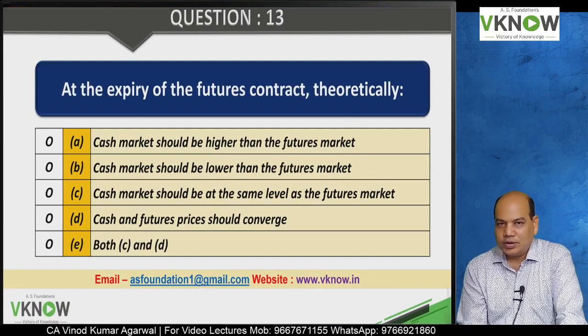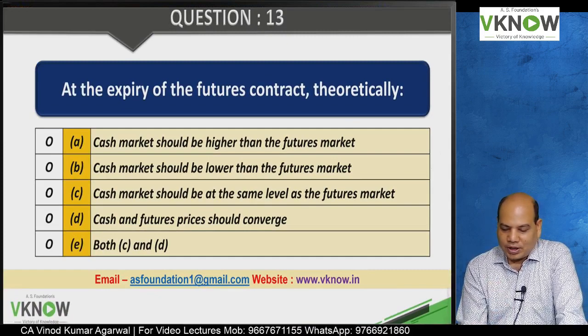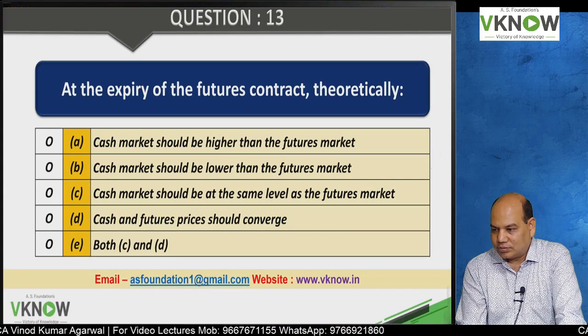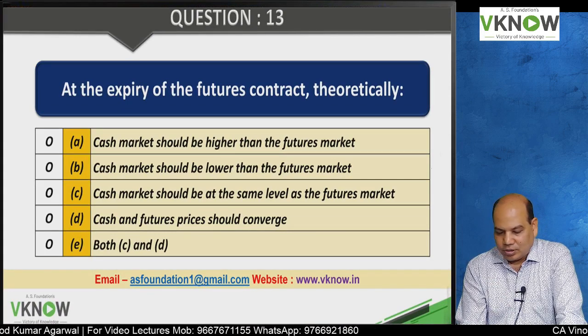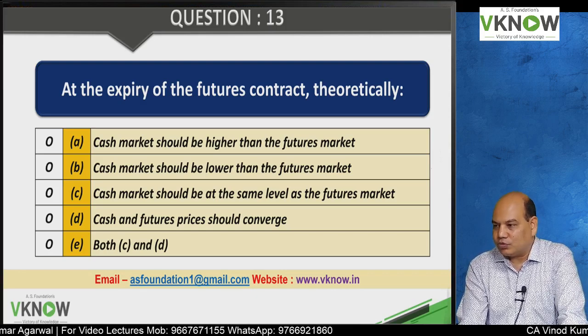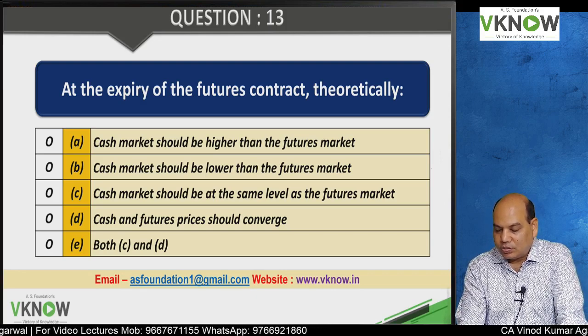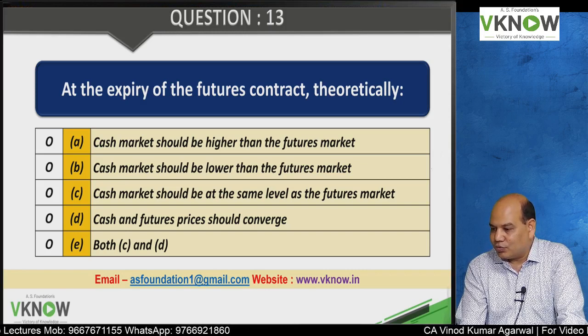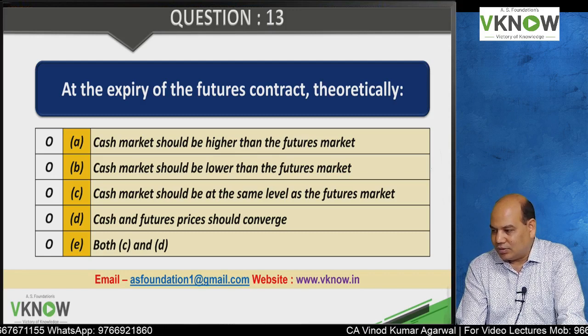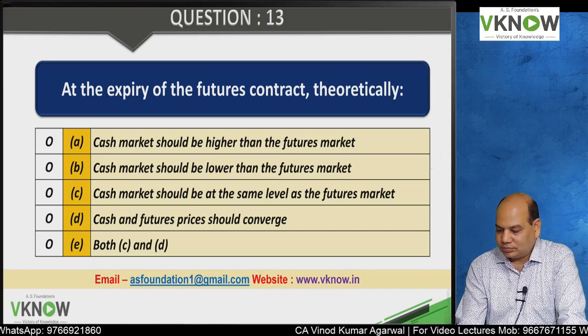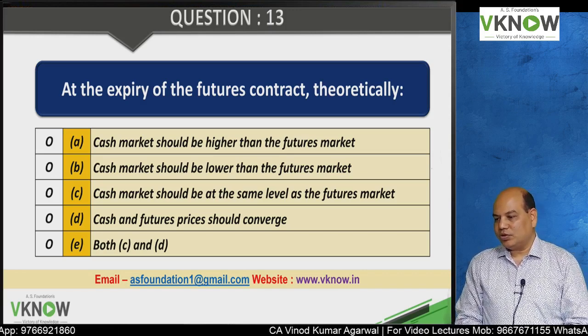Try question number 13. At the expiry of the future contract, theoretically, cash market should be higher than future market. Cash market should be lower than future market. Cash market should be at the same level as the future market. Cash and future prices should converge, both C and D. Please suggest me the correct answer.